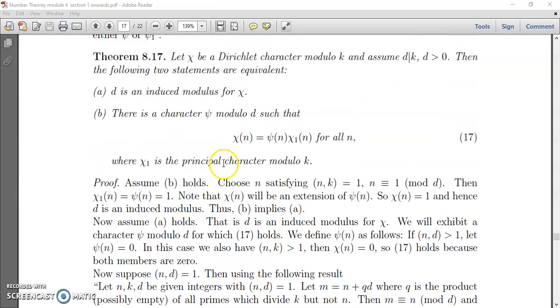We have obtained the condition that for all n, chi of n is equal to psi of n times chi 1 of n. That is, there is a character psi modulo d such that chi of n is equal to psi of n times chi 1 of n for all n. Thus we have proved the equivalence.